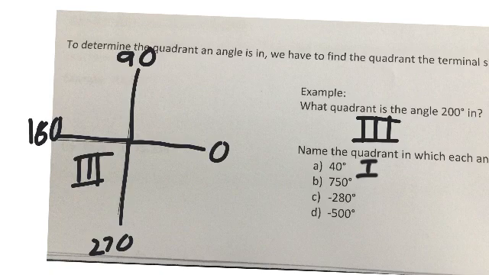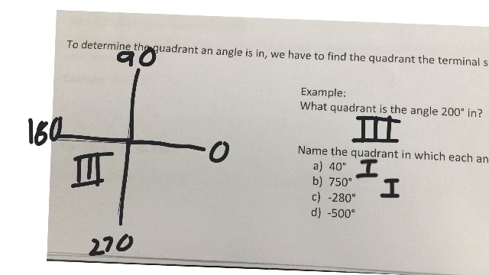Now, if I was doing 750, again, there's a couple ways you could do it. So you could just rotate it. You could go, this is 90, 180, 270, 360, 450, 540, 630, 720, 810. So because we're between 720 and 810, that's going to put me in the first quadrant.